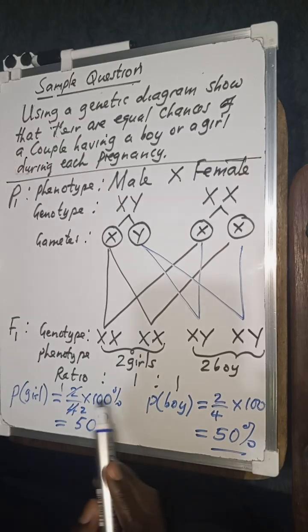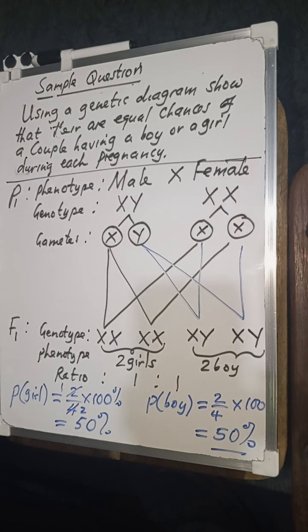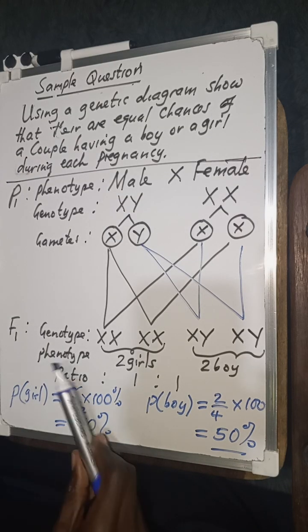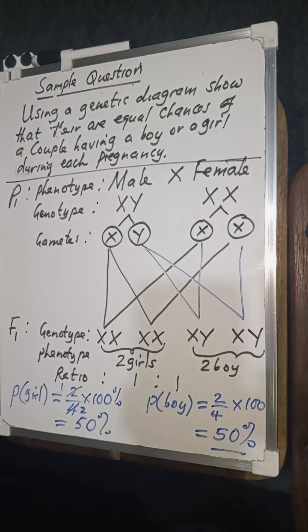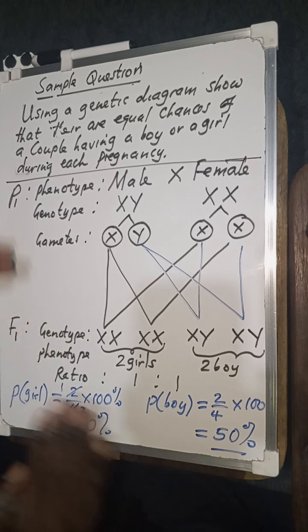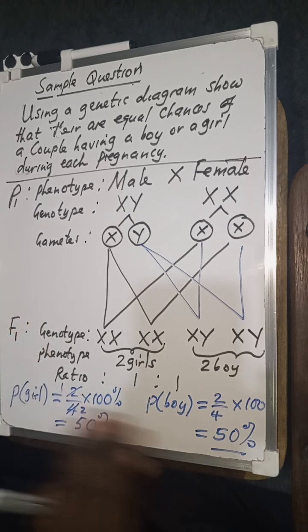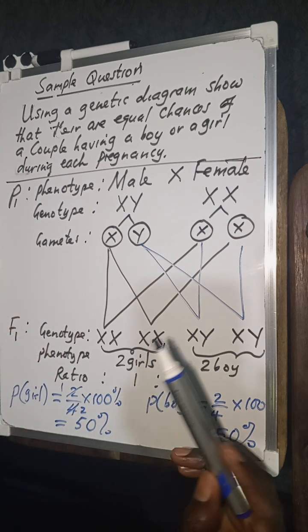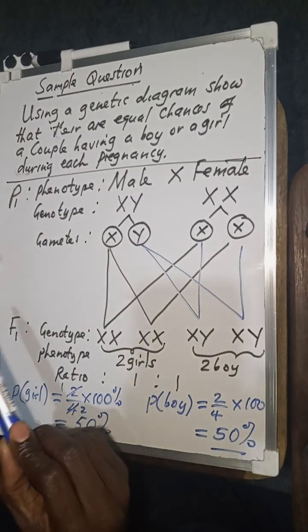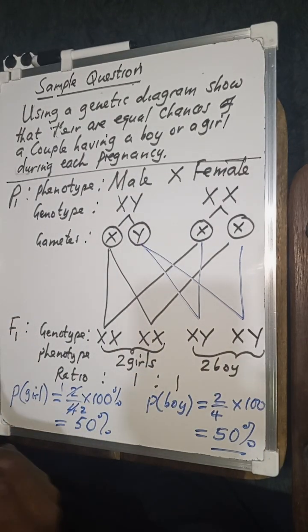So you can see that each time a woman becomes pregnant, there are always equal chances that the child born can either be a girl or a boy. There's nothing that will change. The probability is always the same. And if you notice here, it is a man that actually determines the gender of a child.